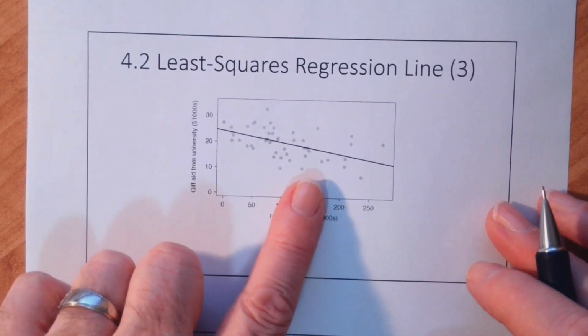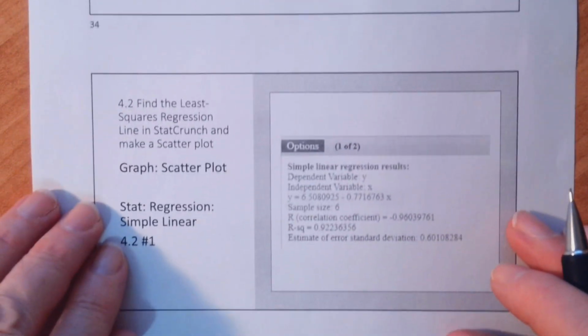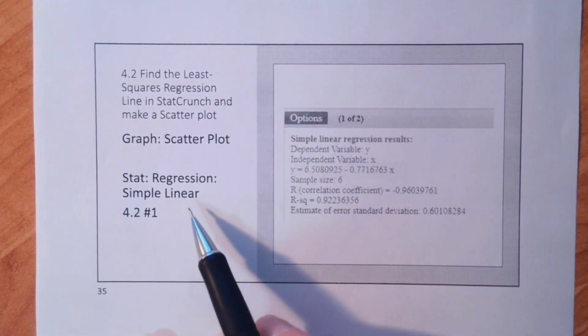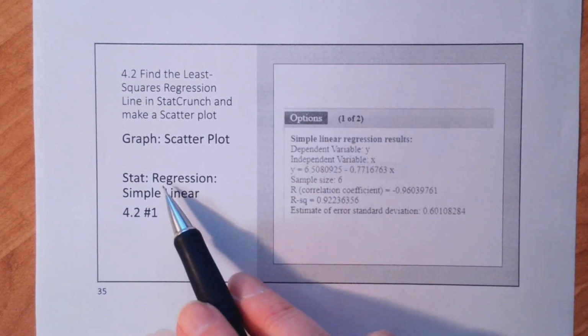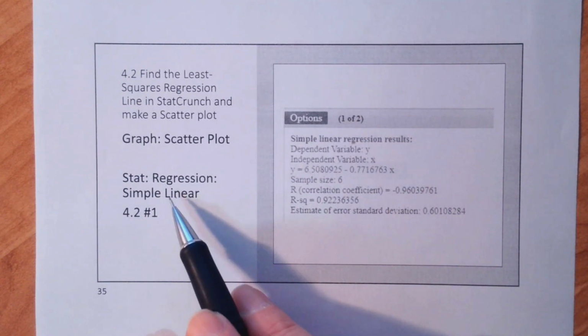There's another example. Notice here you have a negative relation, and let's go ahead and move on here. It says find the least squares regression line in StatCrunch and make a scatter plot. So you'll see that in the examples that I did for the homework. Again, it's 4.2, numbers 1 and 2. Basically, when you go to StatCrunch, you'll just choose regression and then simple linear, just like we did in section 4.1.